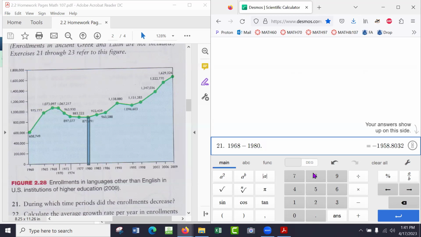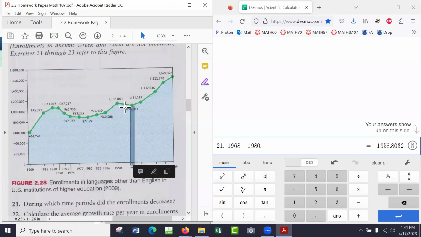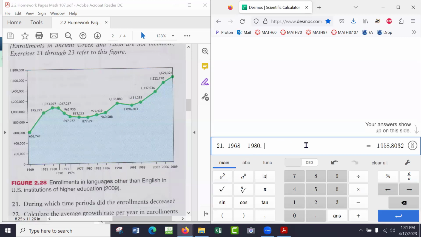Now there's other periods where it went down. So from 1980, it goes up and then up again and then up again. Oh, and then we went down from here to here. See that? From this 1990 to this 95. It went down from 1,138,000 down to 1,096,000, right? So this is 1990 to 1995. All right, so that answers question 21. These are the two time periods that the enrollments decreased, okay?